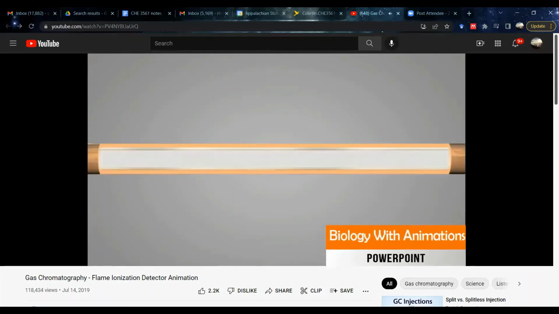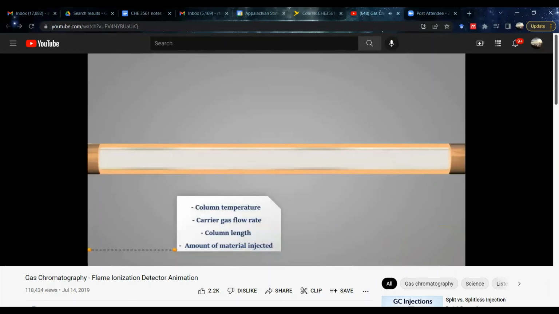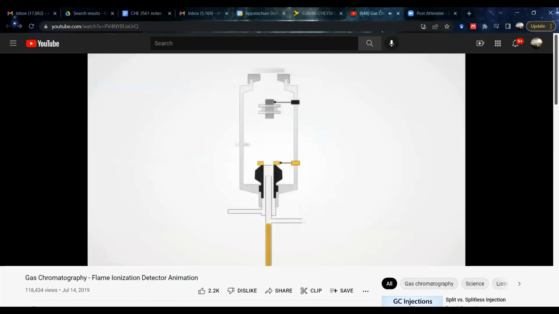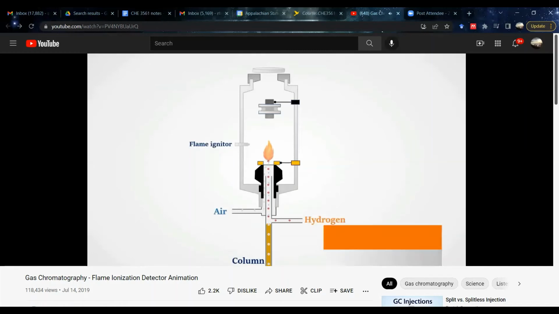In addition, other factors influence the separation of the components, such as column temperature, carrier gas flow rate, column length, and amount of material injected. As compounds elute from the column, they interact with the detector. Different types of detectors can be used, such as the flame ionization detector, thermal conductivity detector, and mass spectrometer detector. The operation of the flame ionization detector is based on the detection of ions formed during combustion of organic compounds in a flame, which is generated by hydrogen and air.